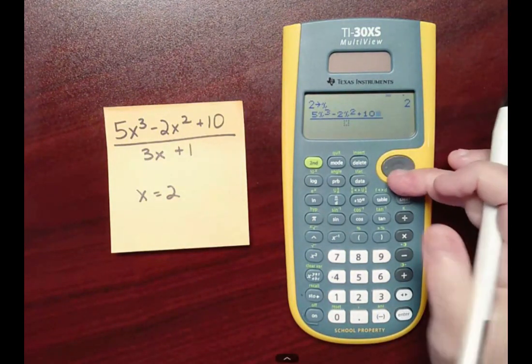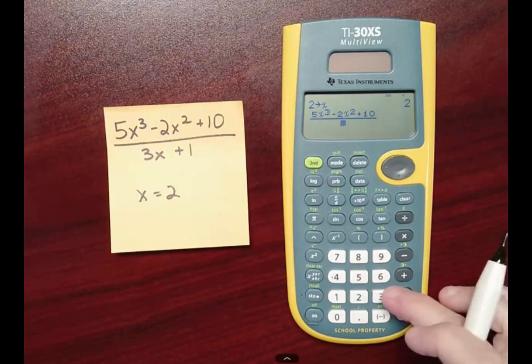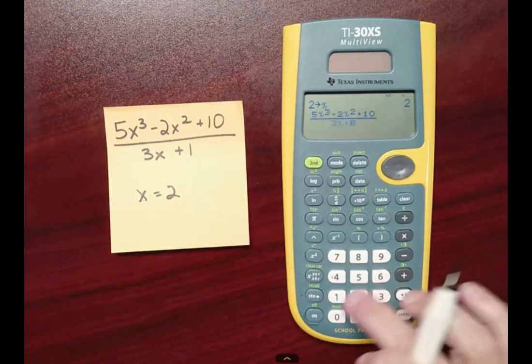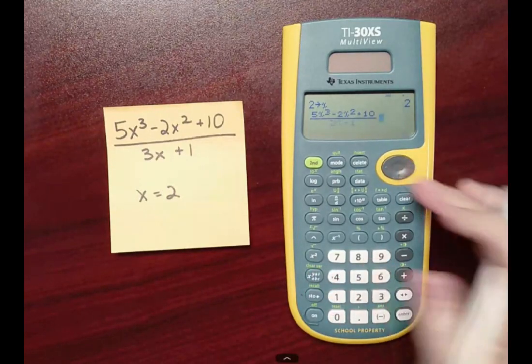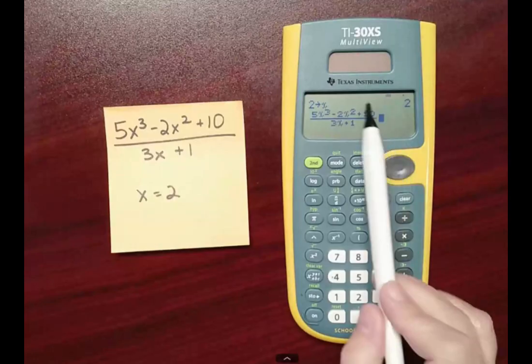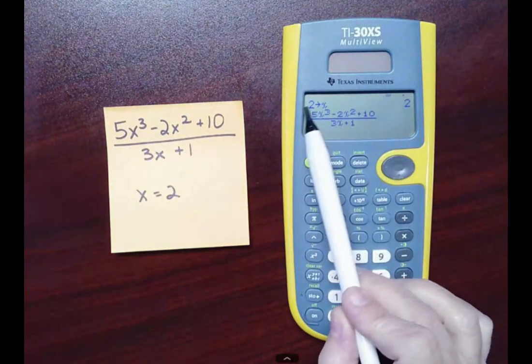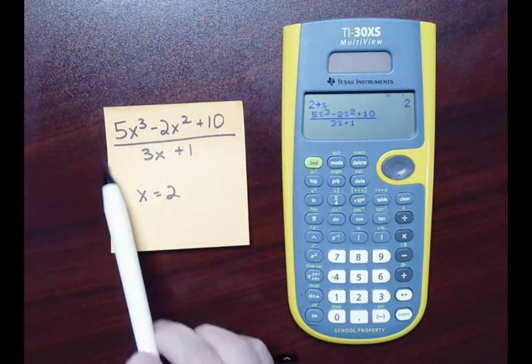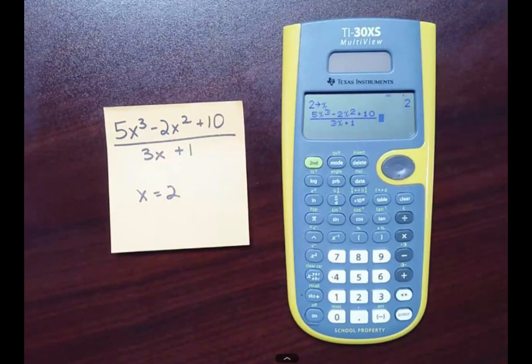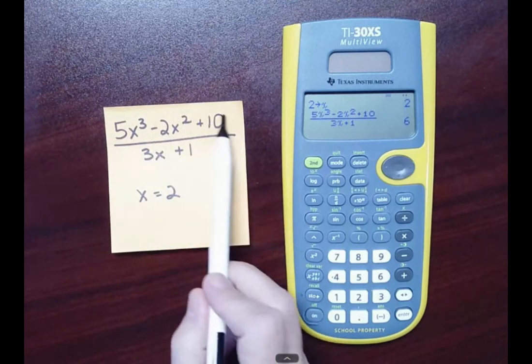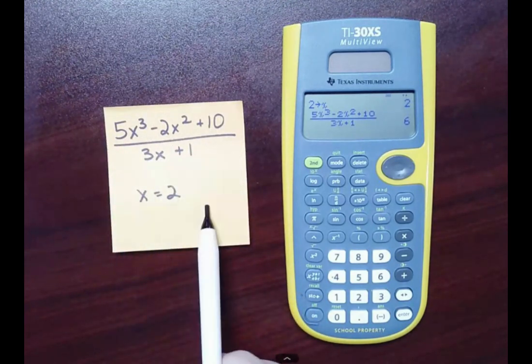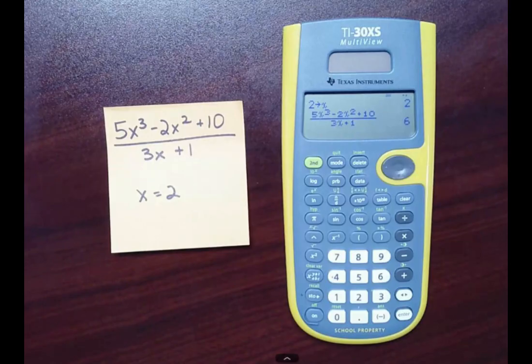Now we're going to go to the denominator and type 3x plus 1. And I always take a second to check and make sure what I have typed in the screen is exactly the problem that I have been given. And when we hit enter, we get the answer is 6. Who would have thought that a problem so complicated as this would give us the simple answer of 6?